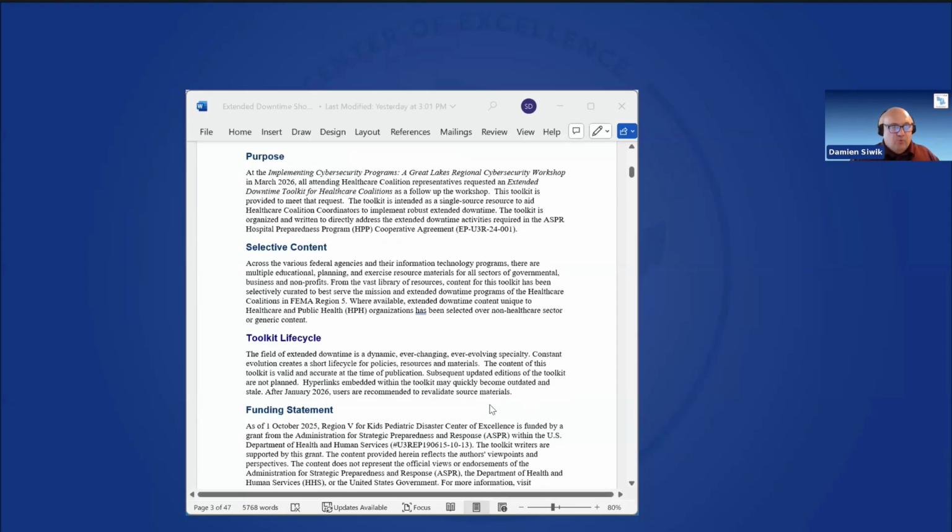One other Region 5 for Kids practice that is baked into the toolkit, and more specifically into the assessment, is the preference and recognition of in-person activity, engagement, partnership, or work, that in-person being a lot more valuable than a survey that someone fills out and submits or other methods for conducting an extended downtime assessment. So when we get to the assessment, I'm going to explain that it's really set up and designed to facilitate a conversation of partners within your healthcare coalition.